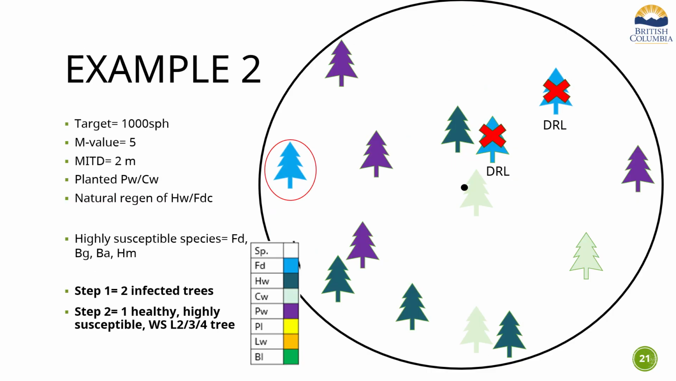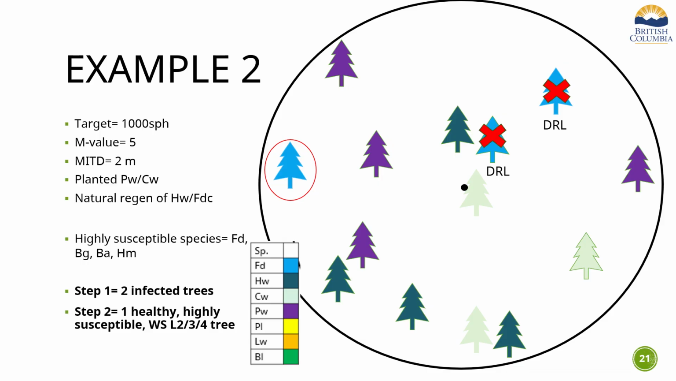Okay, for our next example, we're in the CWH XM. The licensee recognized laminated root disease pre-harvest and planted with less susceptible species, cedar and western white pine. Since then, there's been some natural inflow of western hemlock and Douglas fir. We swing our plot and we find 2 trees with laminated root disease. So we start the Netdown process. For step 1, our root disease infected tree tally is 2.